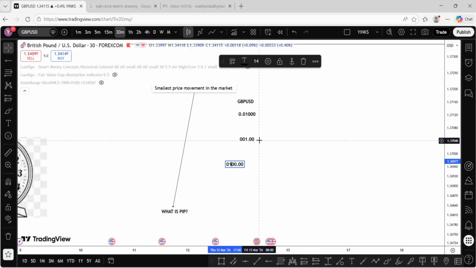Now, if you look at gold, you see that gold has moved over 5,000 steps ahead. Gold has moved.